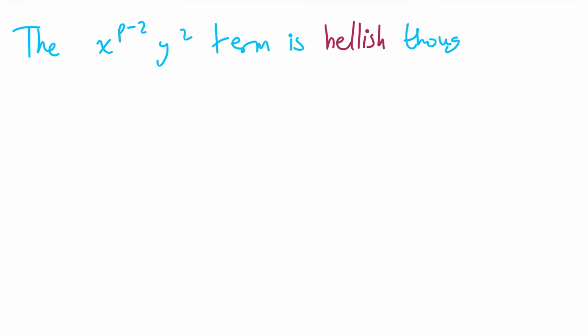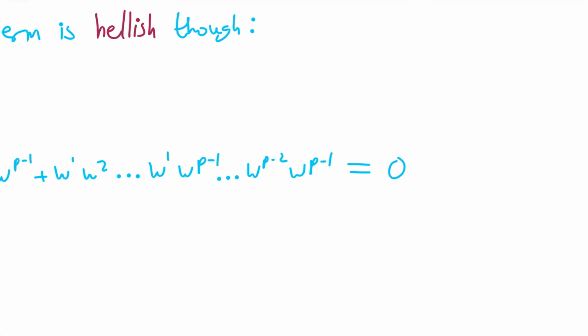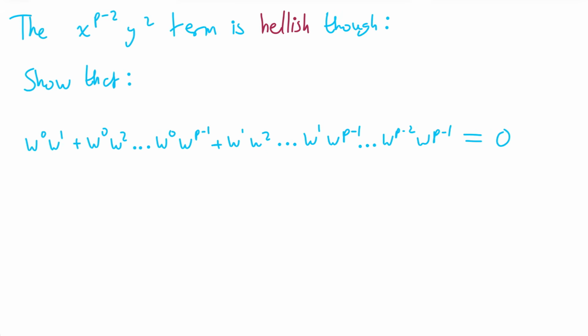I also managed to show that we'll have no x to the p minus 2 times y squared term. This is substantially trickier because you have to show that omega to the 0 times omega to the 1 plus omega to the 0 times omega to the 2 all the way up to omega to the 0 times omega to the p minus 1 plus omega to the 1 times omega to the 2 all the way up to omega to the 1 times omega to the p minus 1 all the way up to omega to the p minus 2 times omega to the p minus 1 is equal to 0.